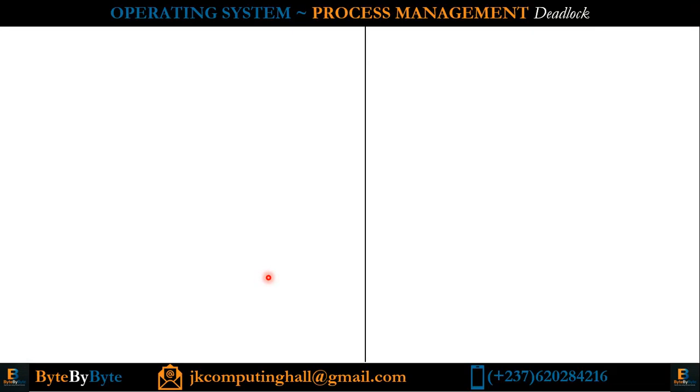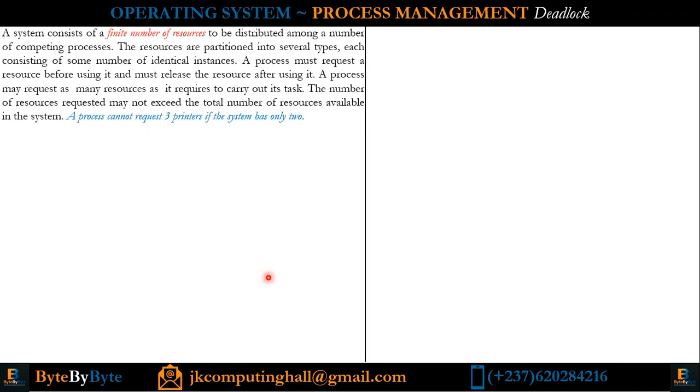Welcome back, dear students. Having completed scheduling algorithms, today we are going to look at another concept under process management, which is deadlock. A system consists of a finite number of resources to be distributed among a number of competing processes, as we saw. The resources are partitioned into several types, each consisting of some number of identical instances.